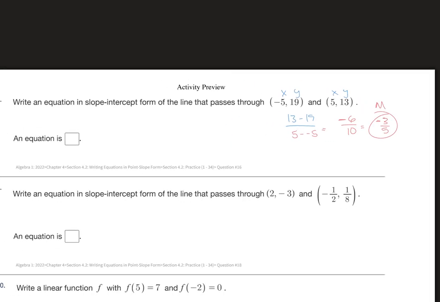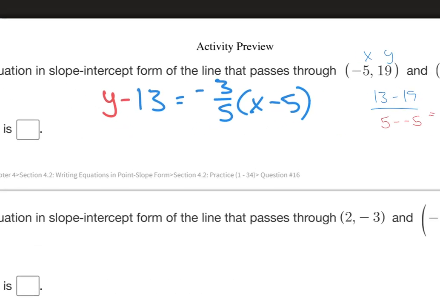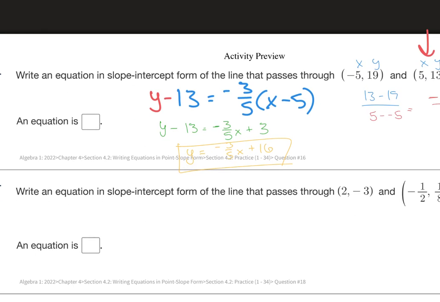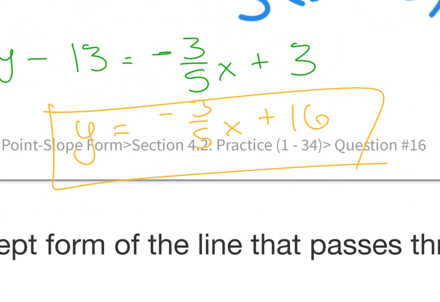And let's do y minus, which point do you want to pick? I'll pick that one because it doesn't have negatives, and I just don't feel like dealing with negatives. Y minus 13 equals negative 3/5 x minus 5. Oh boy. Y minus 13 equals negative 3/5 x plus 3. Oh hey, it didn't end up being as bad as I was thinking it might be. Negative 3/5 x plus 16. There it is. And if you're having trouble seeing that, that is y equals negative 3/5 x plus 16.